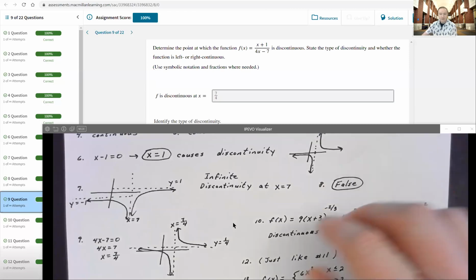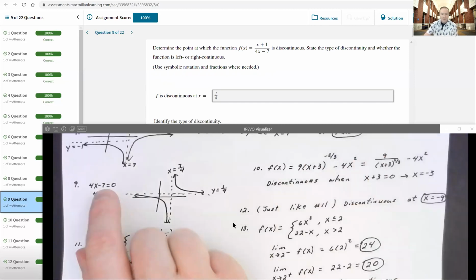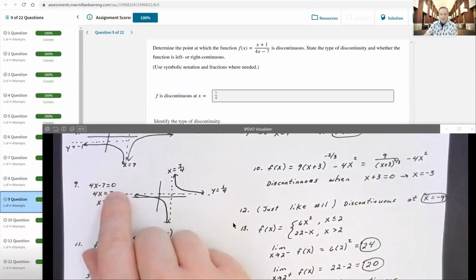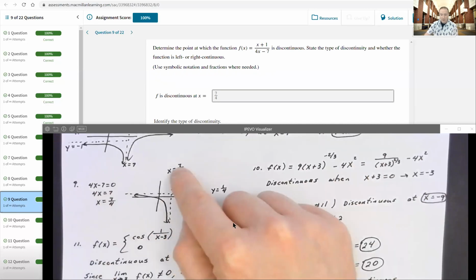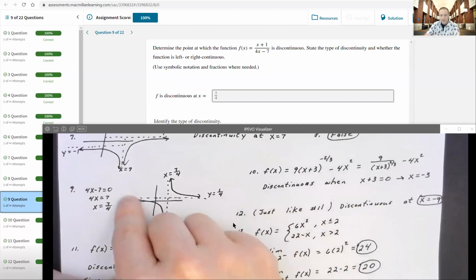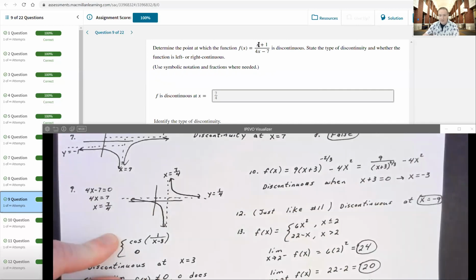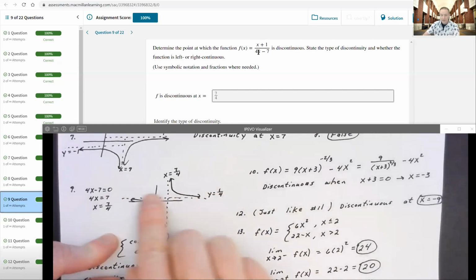Number 9 here. Again, a rational function. I have x plus 1 over 4x minus 7. First thing I did is I said, well, let's find the vertical asymptote. The vertical asymptote is going to be when 4x minus 7 is 0. That ended up giving me x equals 7/4. So I drew in my vertical asymptote, and then I drew in my horizontal asymptote. My horizontal asymptote is going to be the fraction of the leading coefficients. Since the degree of the numerator and denominator is the same, I just take the fraction of the leading coefficients, 1/4. So I said, well, y equals 1/4 would be my horizontal asymptote.